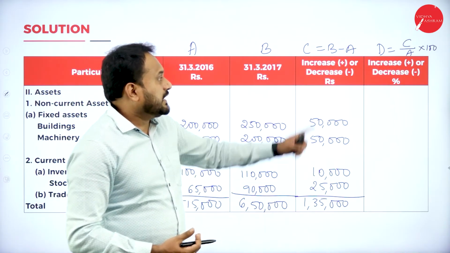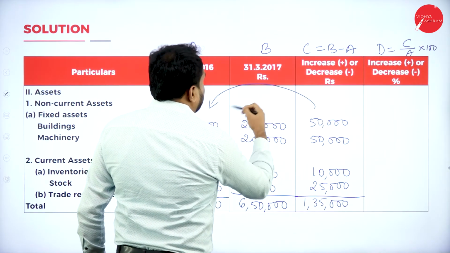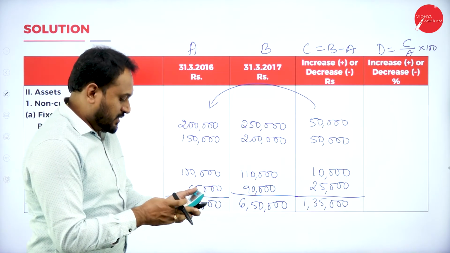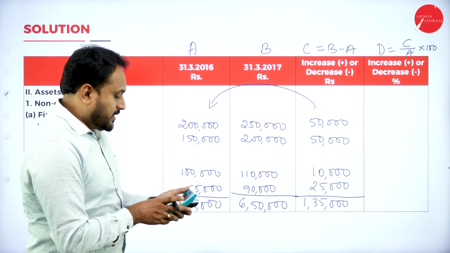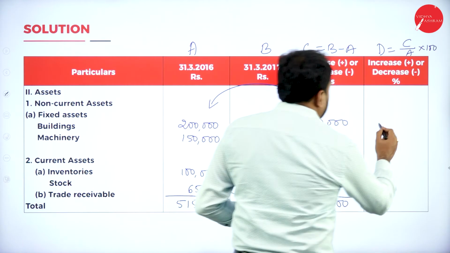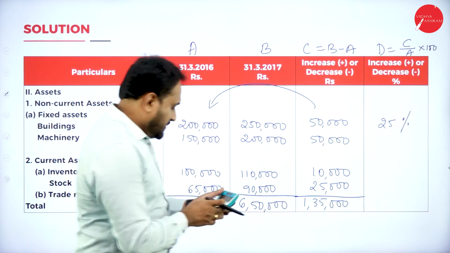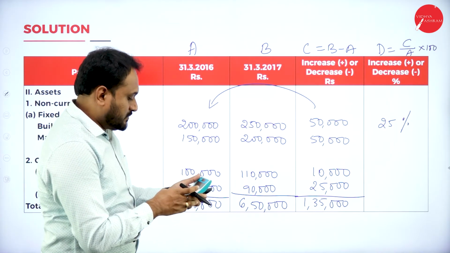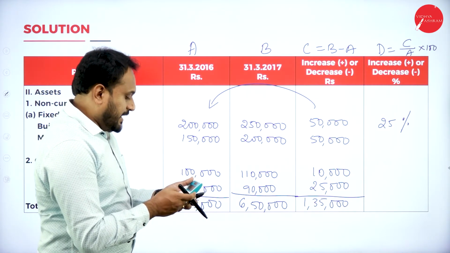Now what should we do? D, C divided by A. That means C divided by A into 100. So 50,000 divided by 2 lakh into 100 is 25%. So here we got 25%. Next, 50,000 divided by 1 lakh 50,000 into 100.